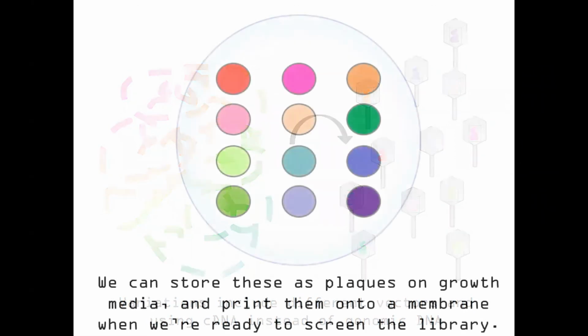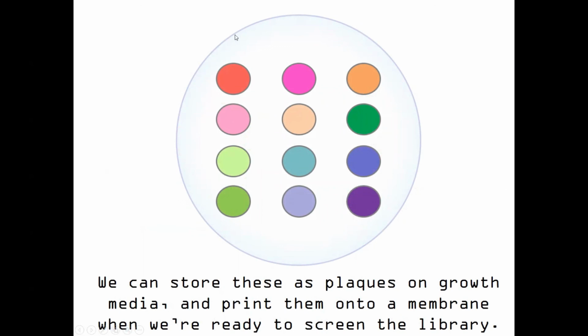So we can keep them, again, as plaques, and in this case, grow them up and then put them onto a membrane, just like before, where each one is represented here, remembering that what we care about is the DNA.